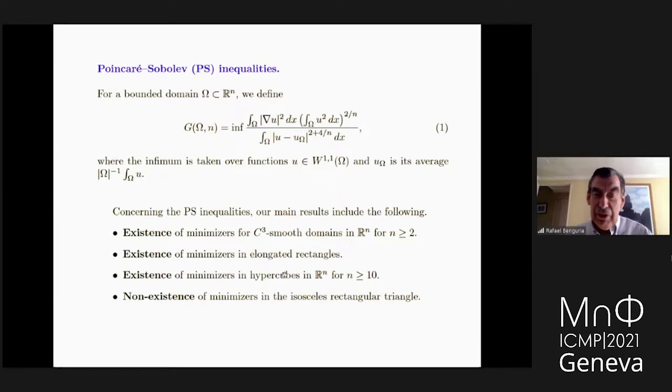In higher dimension, if the dimension is high enough, and our bound is not sharp at all, if n is bigger or equal to 10, we prove that there are minimizers for the hypercubes. So in these three cases, sufficiently smooth domains, elongated rectangles in R^2, and hypercubes in R^n for very high dimensions, we have existence of minimizers with free boundary condition. But we also have non-existence of minimizers in a domain that is not smooth, in a particular example, the isosceles right triangle.